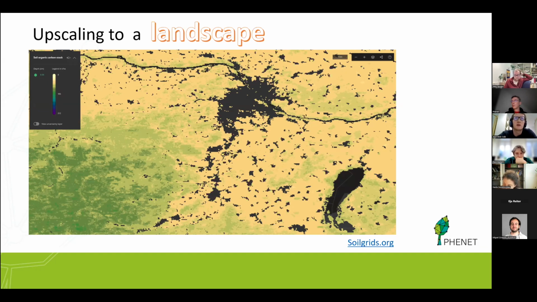And you can see Vienna and the Danube, which runs through in black. And on the bottom left side, you can see the Wienerwald. So there's a large forested area near Vienna. And if you look at the legend, you can see that the concentration of carbon in that region is much higher.